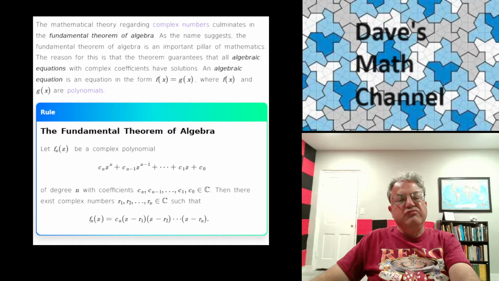And I'm not going to prove it because the proof is very complicated. The proof actually involves some very advanced calculus. It involves complex analysis, which is basically calculus applied to complex numbers. That's like a second or third year college level course. So I'm not going to get into that.